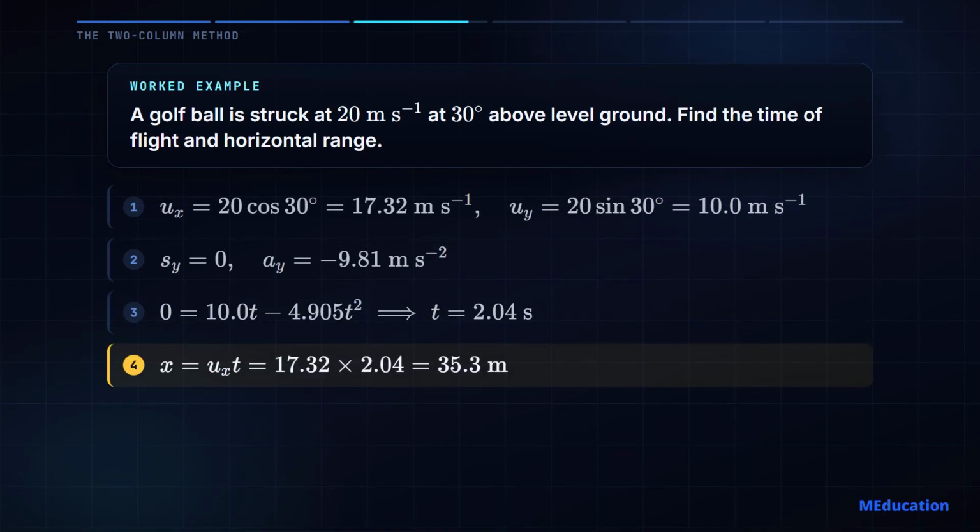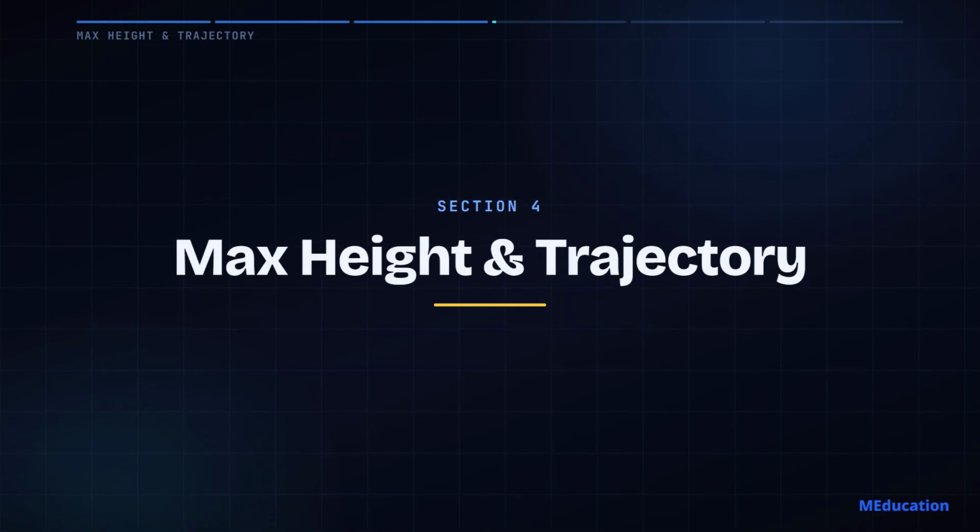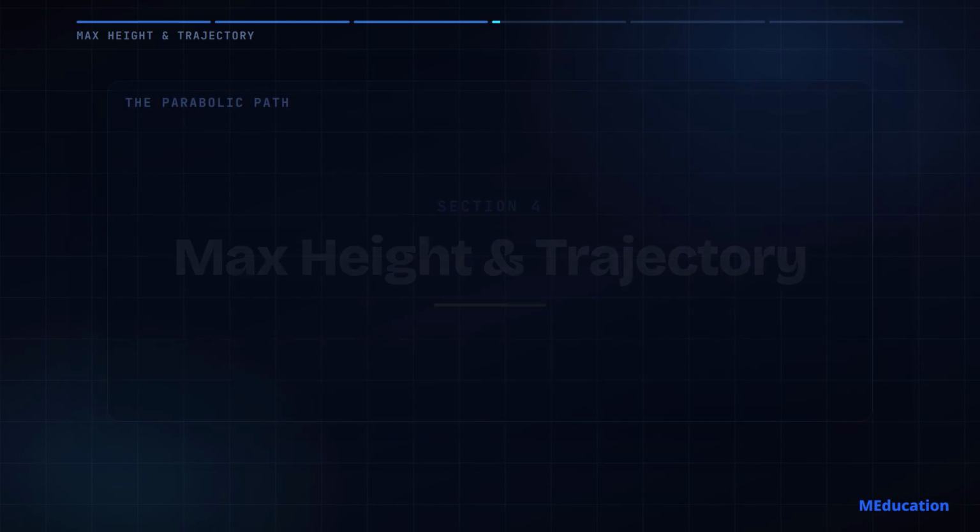Finally, carry that time across to the horizontal column. Horizontal velocity is constant, so the range is simply the horizontal speed multiplied by the time of flight, giving 35.3 meters. Section 4. Maximum height and the parabolic trajectory.